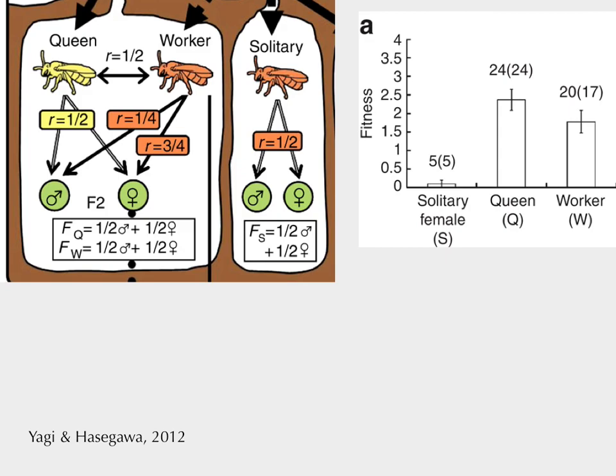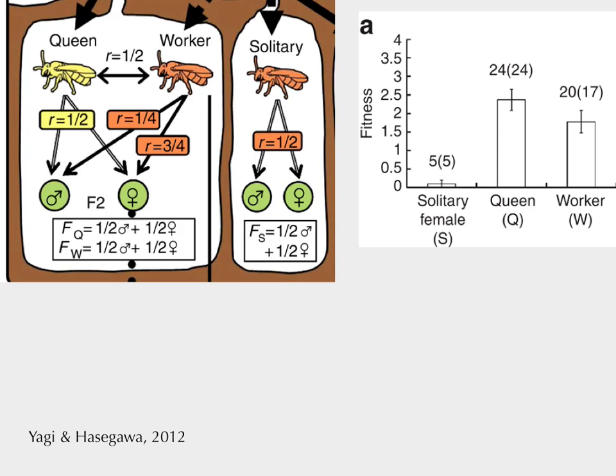Okay. So for a female to her offspring, she's half and half. She has two alleles, and each allele can be passed on one way or the other. But for siblings, a female is much more related to her mother's female offspring, her sisters, than to her own offspring. And she's also better related to her mother's offspring than to her own female offspring. And so she's better off raising her sisters than raising her daughters. Which leads to the evolution of eusociality.